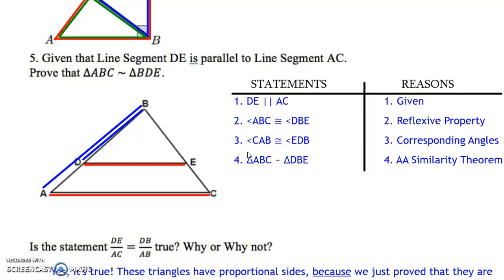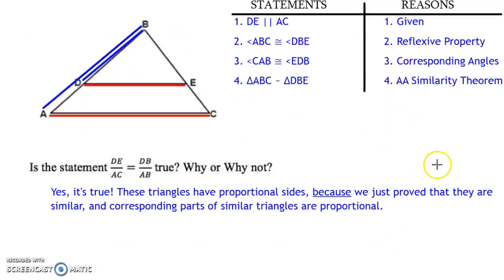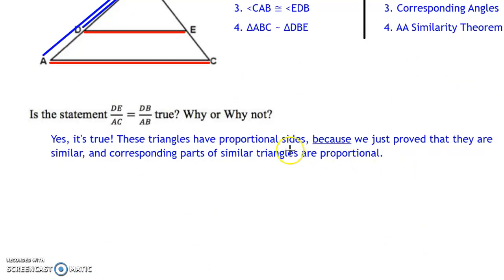Here's a proof that you should know already. You remember it from the other video. It shows how to use the AA similarity theorem to find two triangles congruent. And here it asks you why these are correct. Why are these proportions true? It's because they have proportional sides. Corresponding parts of similar triangles are proportional. Now the next page is going to be the last page.